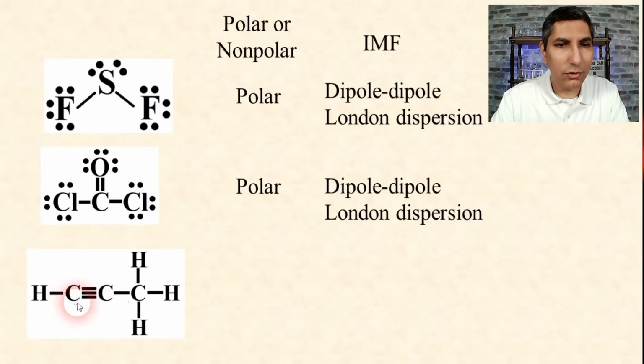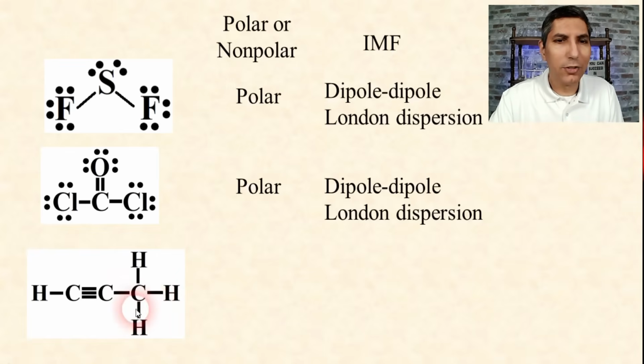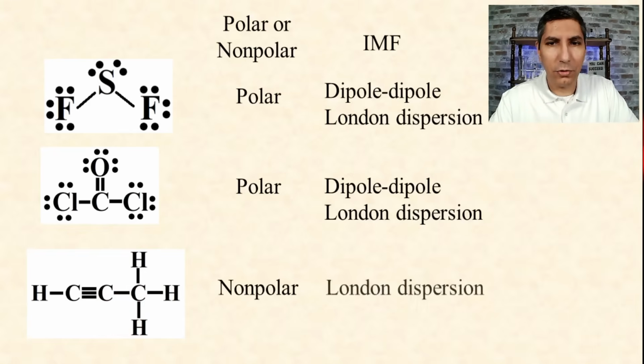Now in this last structure, notice that there is no lopsided electron distribution. Everything seems to be very even. There are no unshared electron pairs that aren't canceled out by something else. So this is a nonpolar structure. And considering that it's nonpolar, it would only have London dispersion forces.